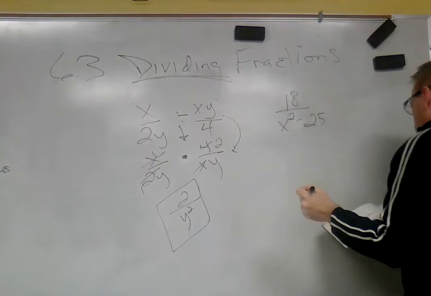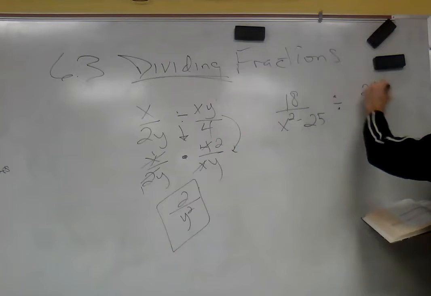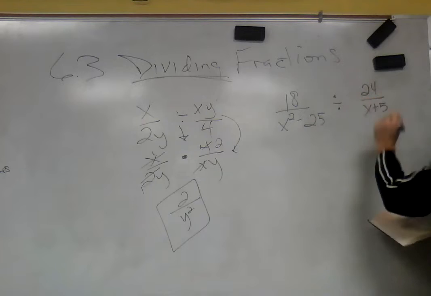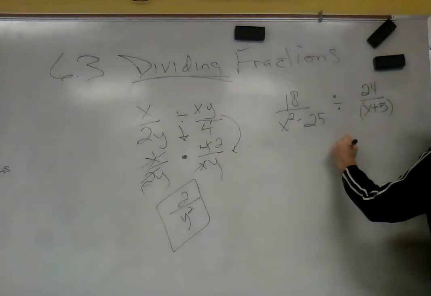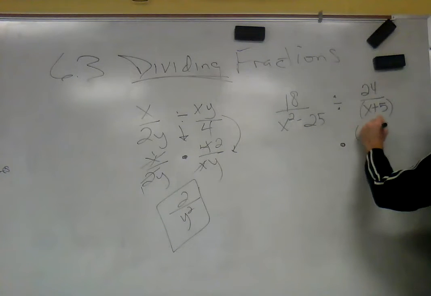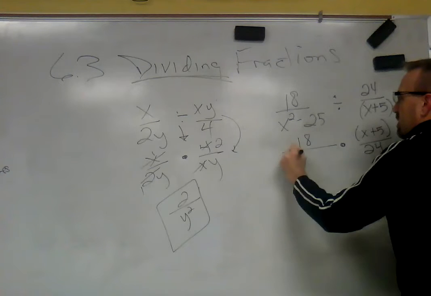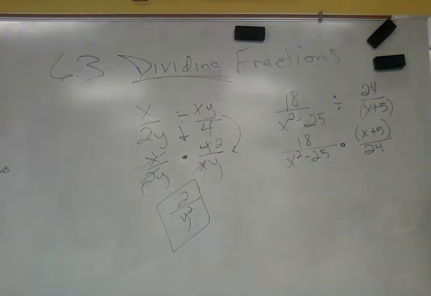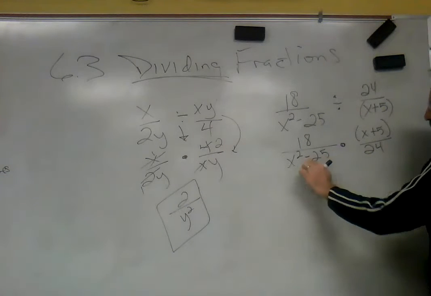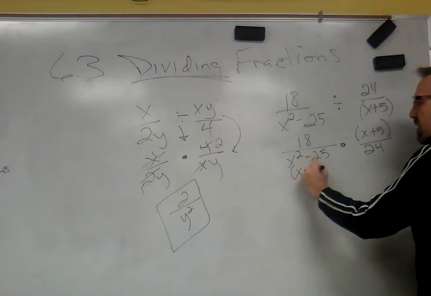So it's 18 over x squared minus 25 divided by 24 over x plus 5. They did not put parentheses, but let's put parentheses anytime you have a binomial. So first step, I would go ahead and flip that second one before we worry about any factoring. So now let's go ahead and start factoring. Difference of 2 squares. So we could rewrite this as (x minus 5)(x plus 5).